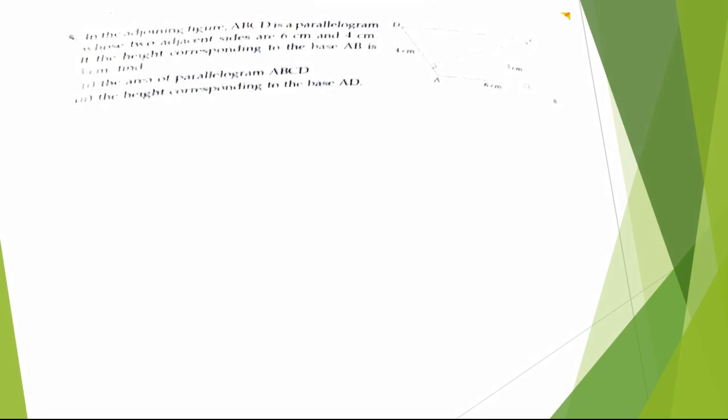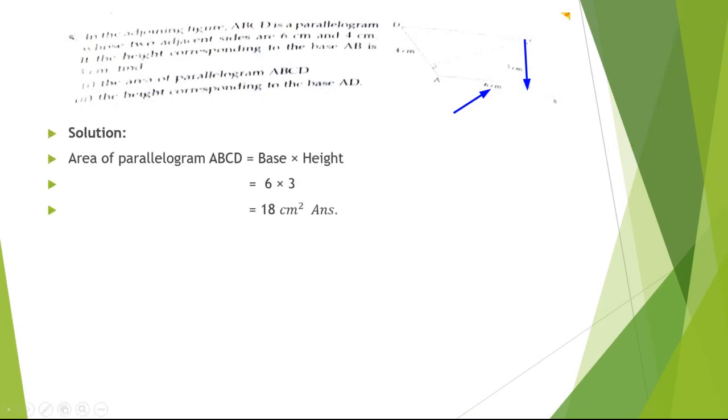Here base AB is given as 6 centimeter and the corresponding height is given as 3 centimeter. So first we take base AB 6 centimeter and height 3 centimeter, and we find the area of parallelogram ABCD. Area of parallelogram ABCD is equal to base into height, that is 6 into 3, that is 18 centimeter square. So the first part, area of the parallelogram, is 18 centimeter square.